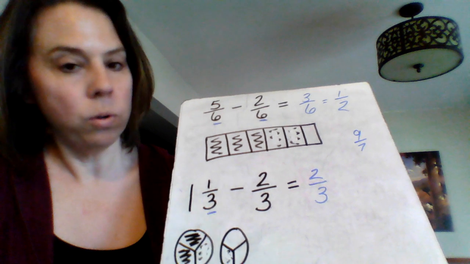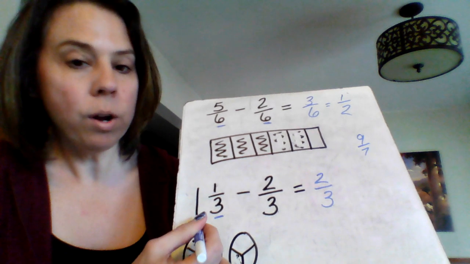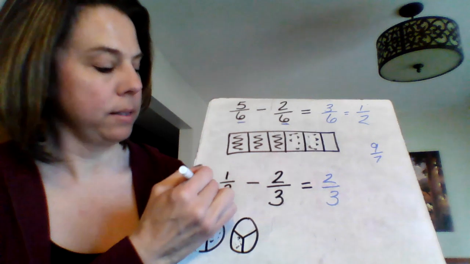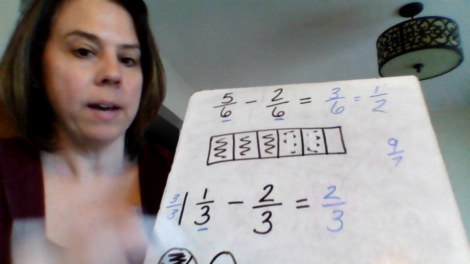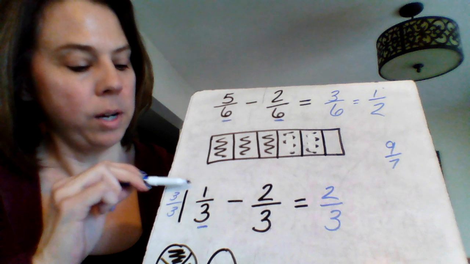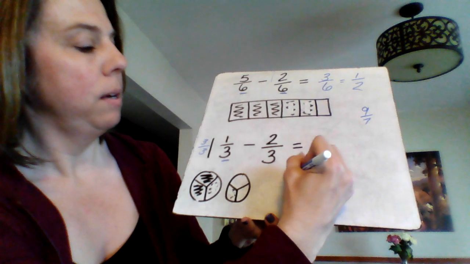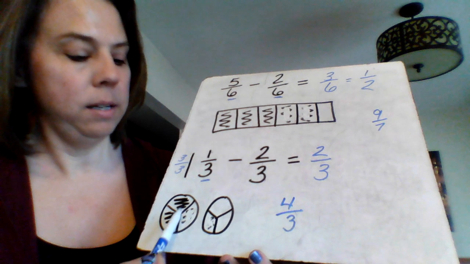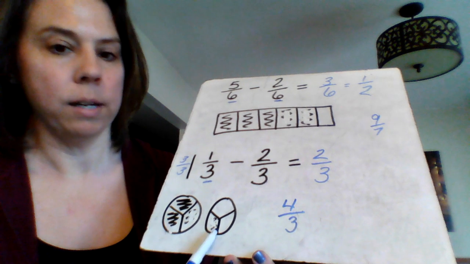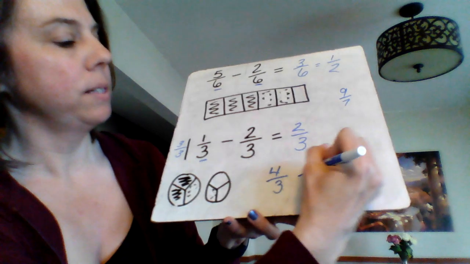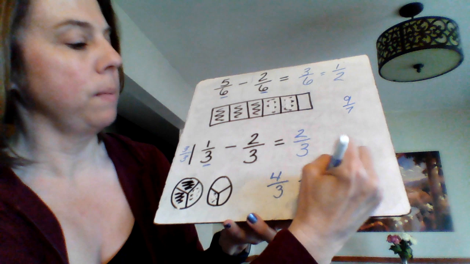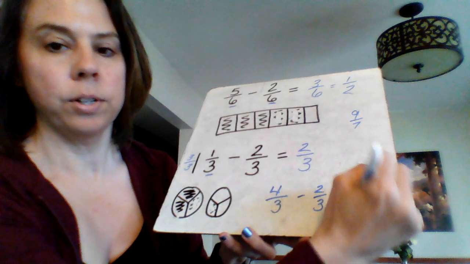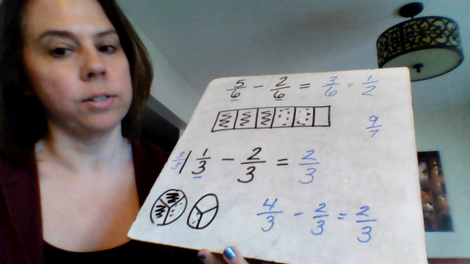So if there are 3 in your whole, 1 whole would be 3/3. And if I add that to the 1/3 that we also have, now my fraction is 4/3. See, of the 3 pieces in a whole, we had 4 pieces. And then if I subtract 2/3 from that, then I'm left with my 2/3. So that's another way to look at how to solve this problem.